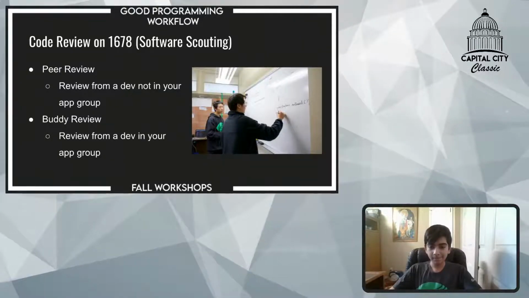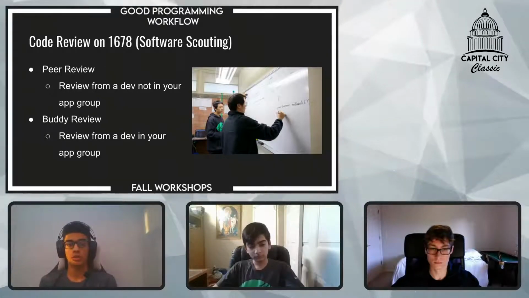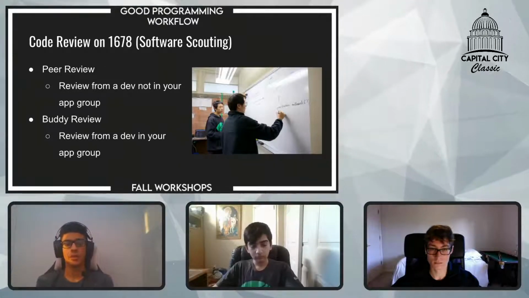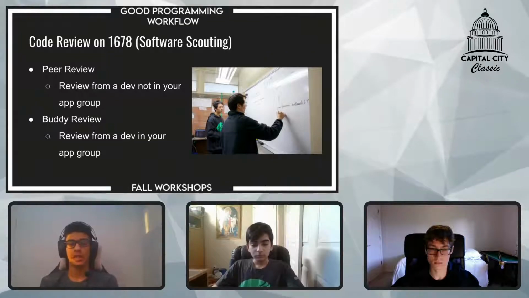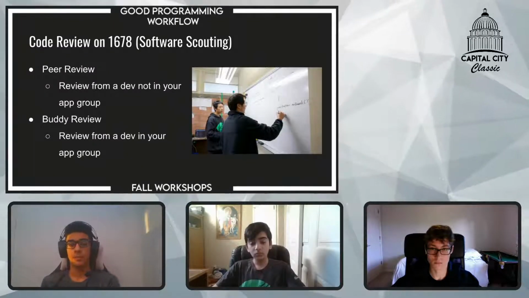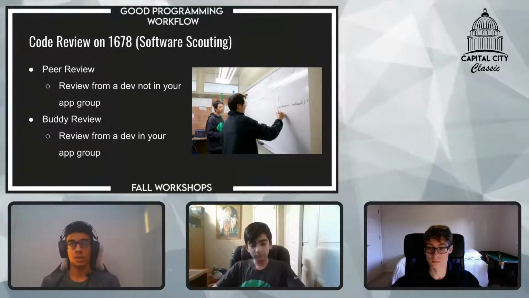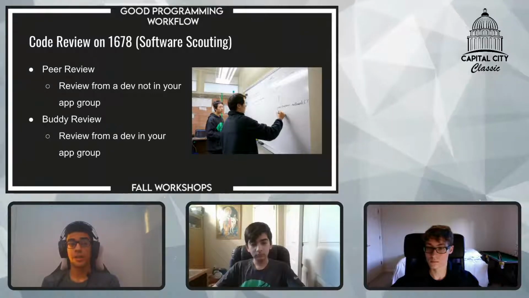So, code review on 1678. Our robotics team is actually split up into two subteams. We have the software scouting subteam and the software robot subteam. The software scouting subteam creates an app that we use every year to scout data. We actually have two different ways of reviewing code on both subteams. So we'll start with software scouting.